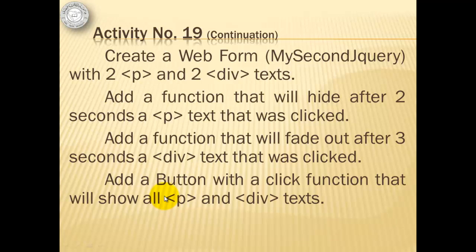In this activity, we will be creating some simple applications of animation using hide and fade out. So we will create a web form called My Second jQuery with 2 p and 2 div texts. We will add a function that will hide after 2 seconds a p text that was clicked. We will also add a function that will fade out after 3 seconds a div text that was clicked. We will also add a button with a click function that will show all p and div texts.